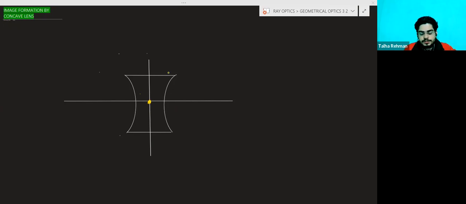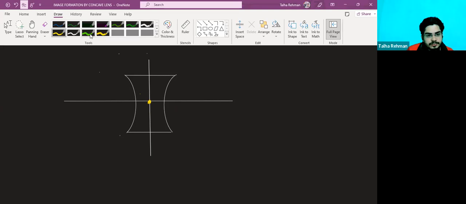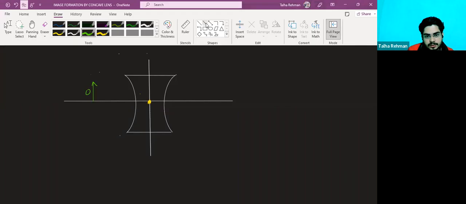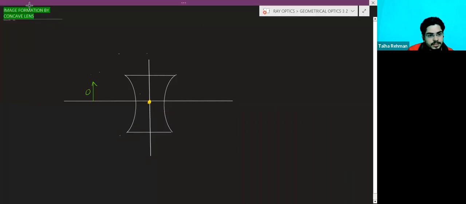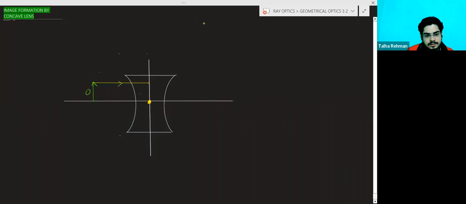Okay. So, image formation by the concave lens. First, the object will be placed anywhere between the lens and infinity. Suppose I am placing the object here. This is the object, and from this object, we'll draw the ray diagram.